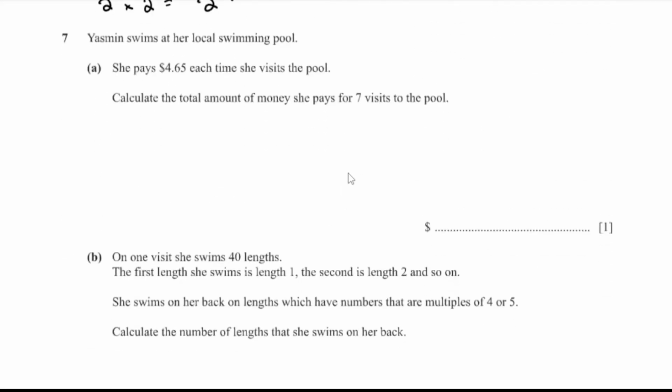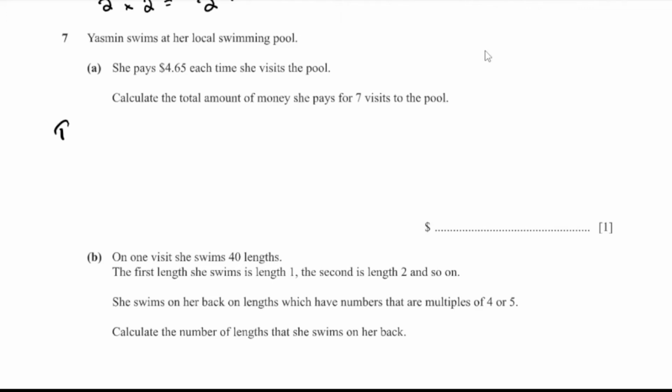Question number 7. Yasmin swims at her local swimming pool. She pays $4.65 each time she visits the pool. Calculate the total amount of money she pays for 7 visits to the pool. Okay. So if she pays $4.65 for one visit, for 7 visits that will become 4.65 multiplied by 7.